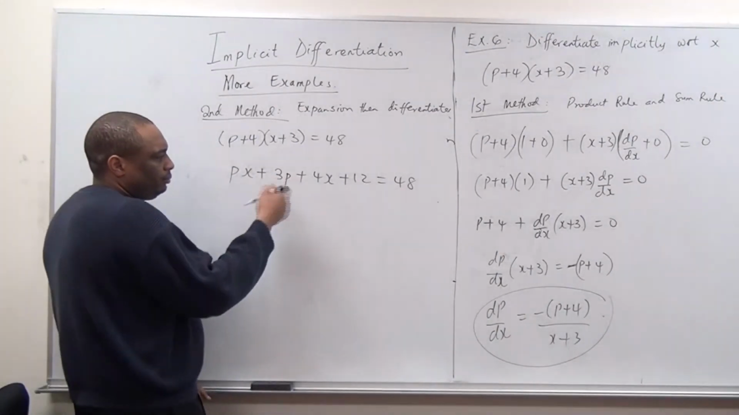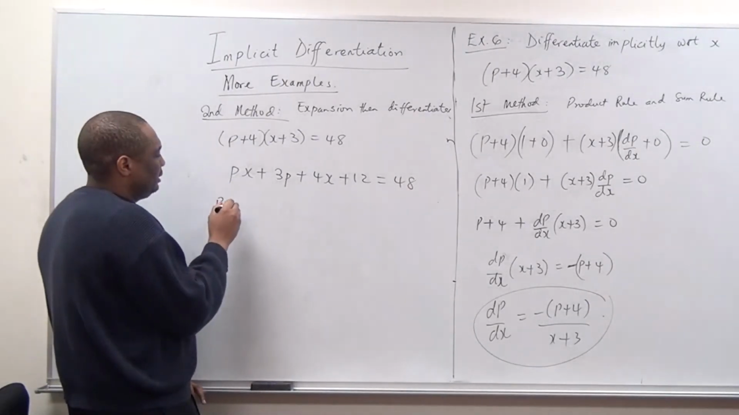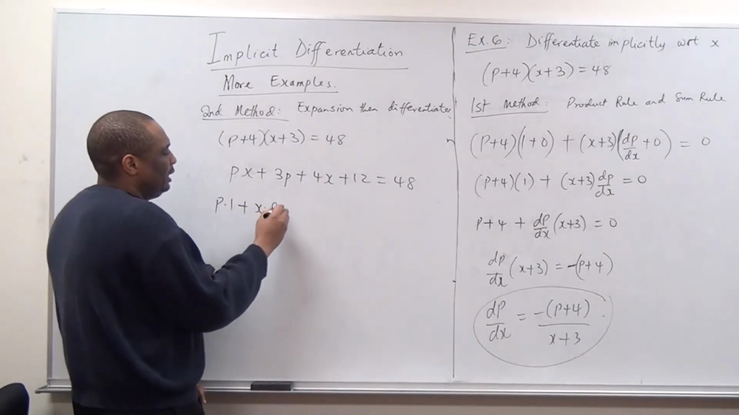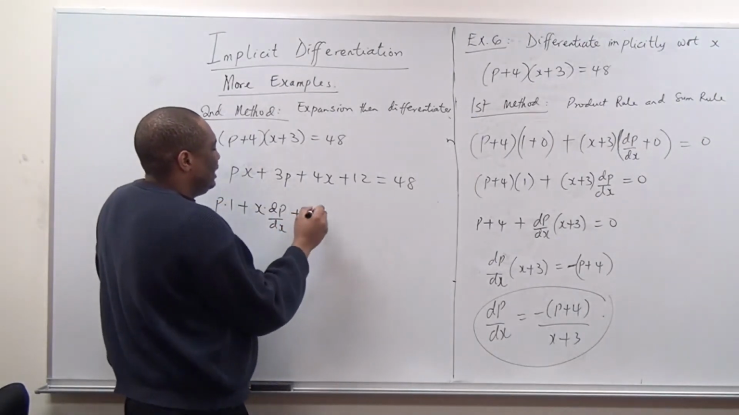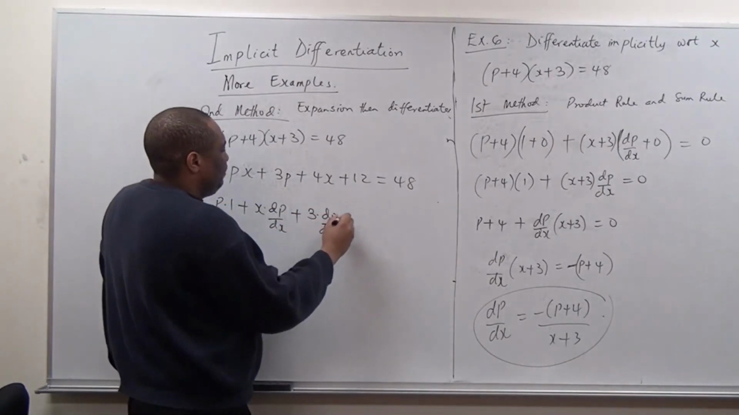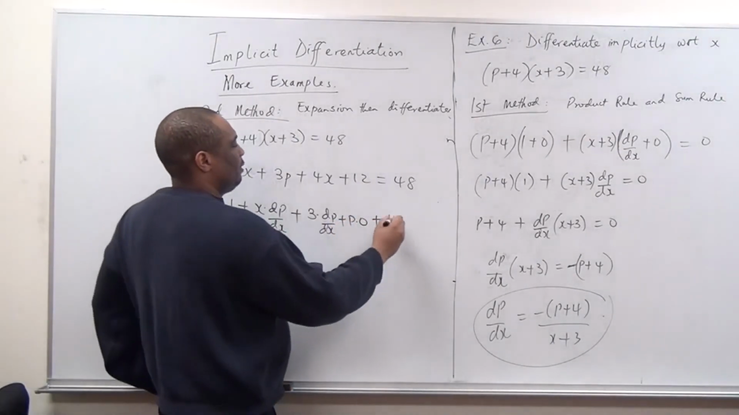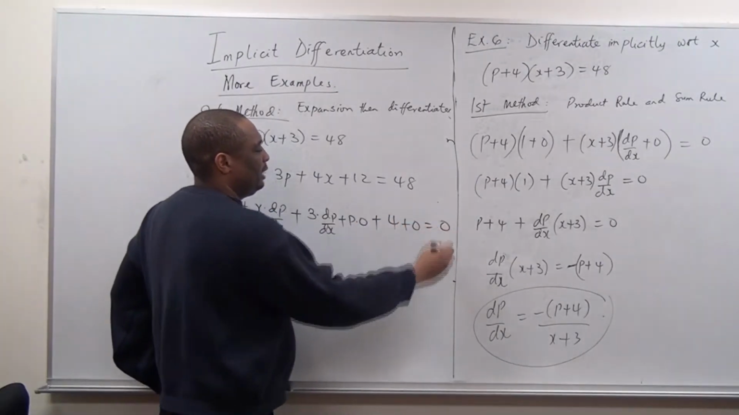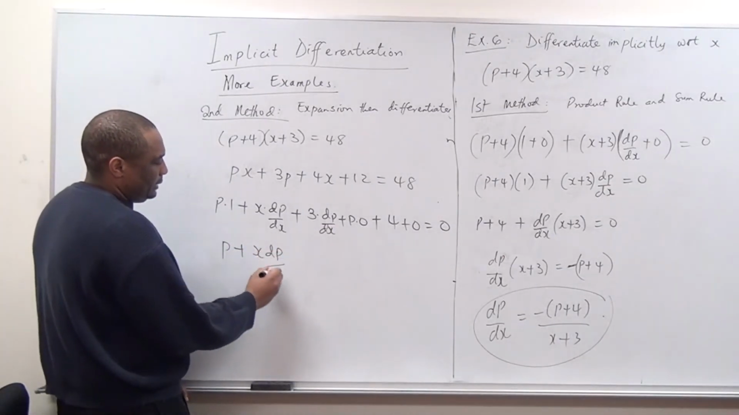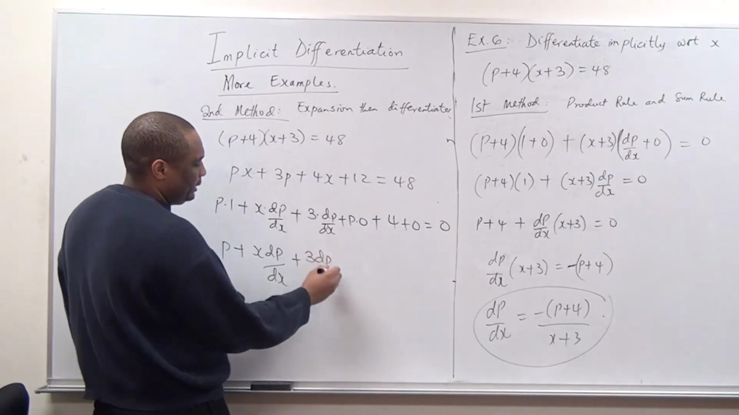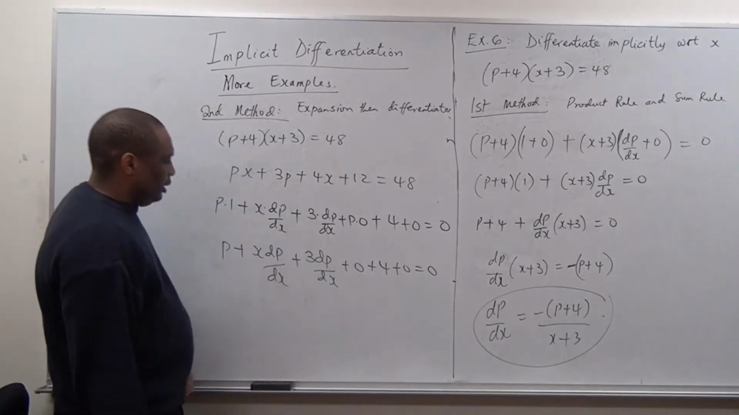Now I differentiate this. Differentiate px: keep p constant, differentiate x, gives you 1, plus keep x constant, differentiate p, dp/dx. Then 3p: keep 3 constant, differentiate p, dp/dx, keep p constant, differentiate 3, 0. Plus, differentiate 4x is 4, differentiate 12 is 0, differentiate 48 is 0. So this is p + x dp/dx + 3 dp/dx + 0 + 4 + 0 equal to 0.